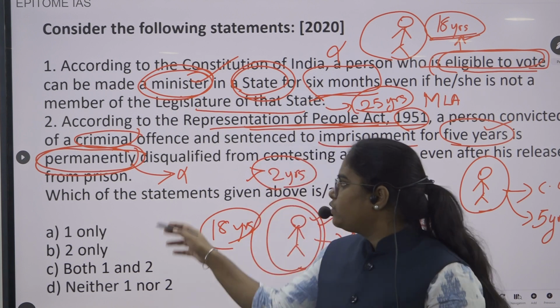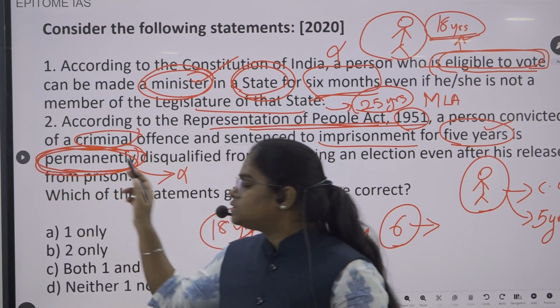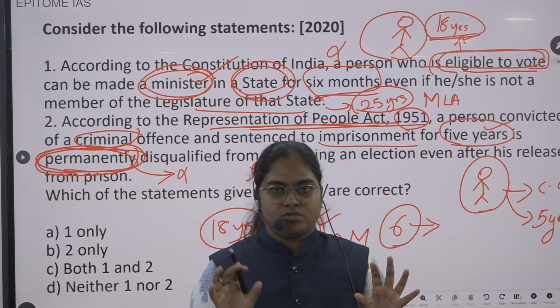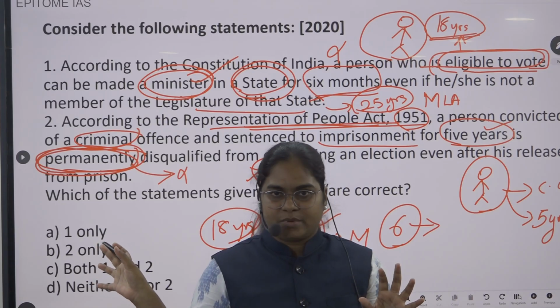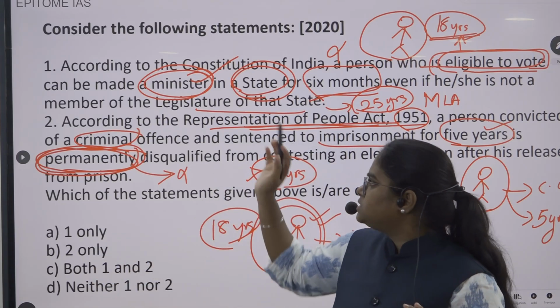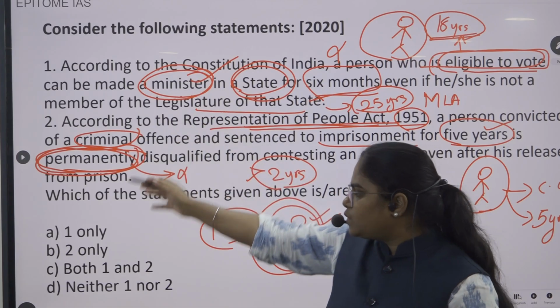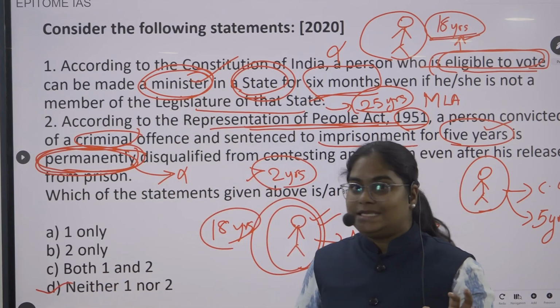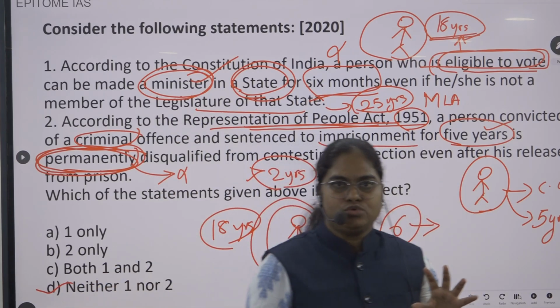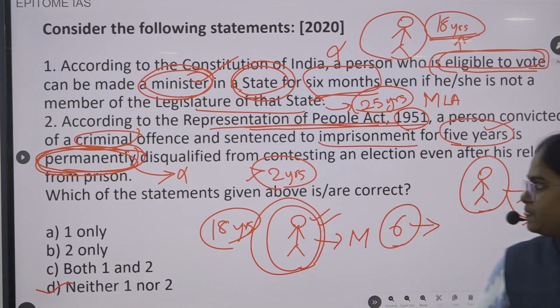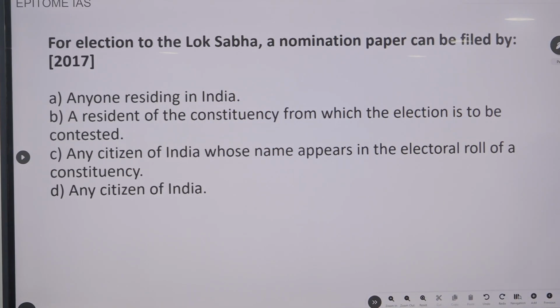Here they are saying that he will be disqualified permanently. So this is wrong. He is not disqualified permanently. So this statement is a wrong statement. This statement is also a wrong statement. What is the correct answer? Option D, neither 1 nor 2 is the correct answer. Now let us go to the next question.